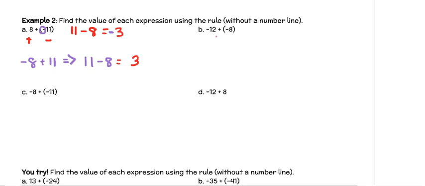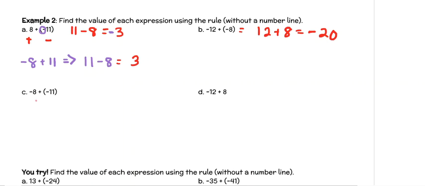So B, are the two numbers different signs or the same sign? This time they're the same sign. You have -12 and -8, so you're going to be adding them. 12 plus 8, which gives you 20. And you're going to be keeping the sign of the number. So they're both negative. That means the answer is going to be negative.